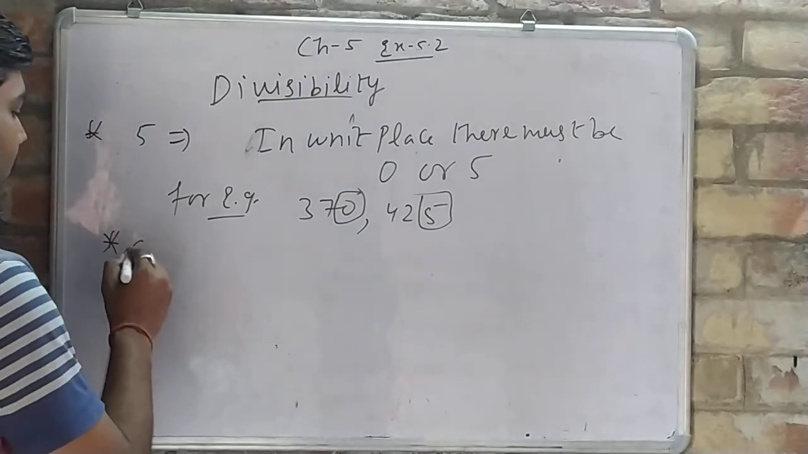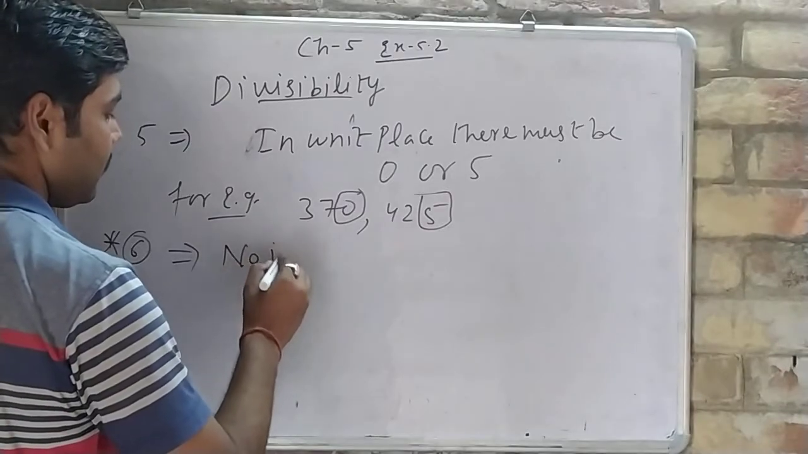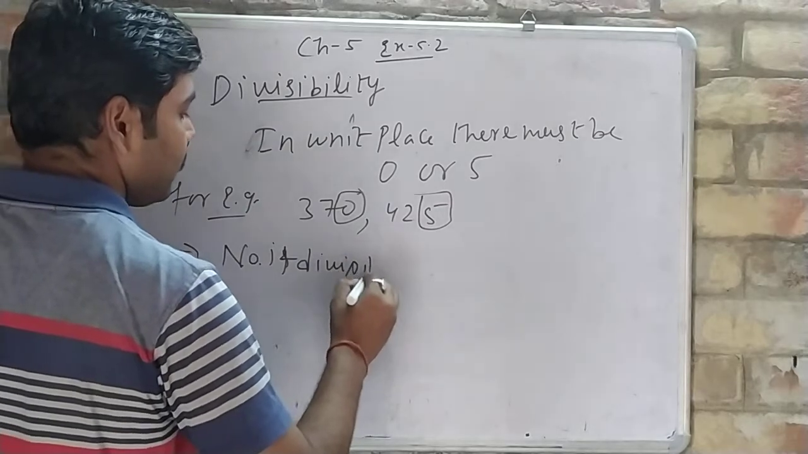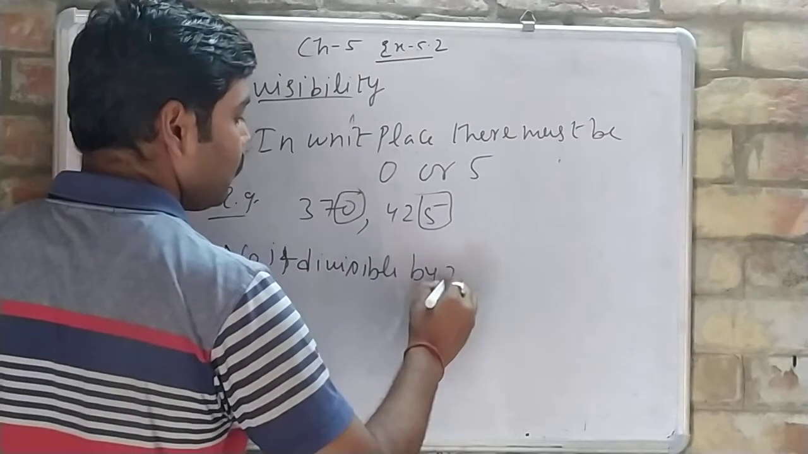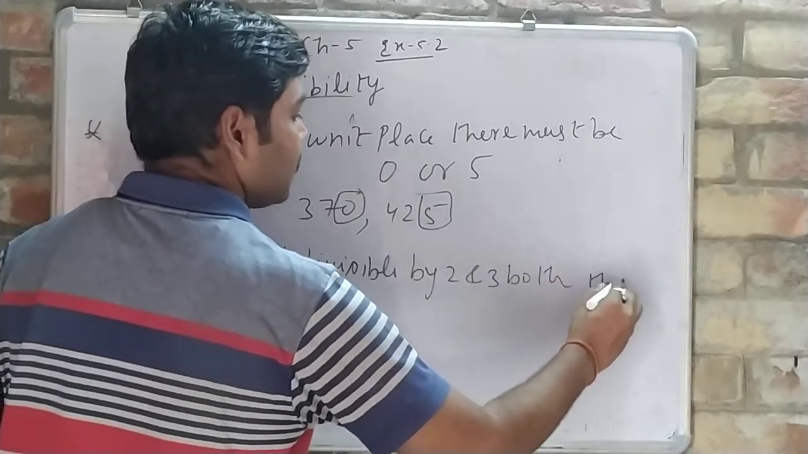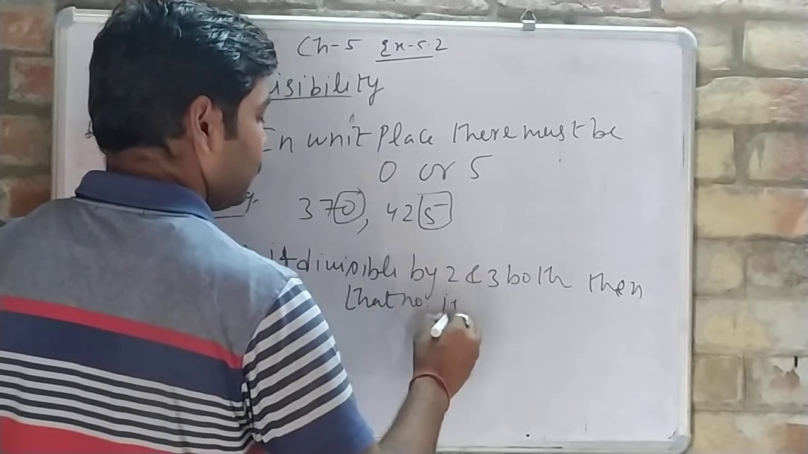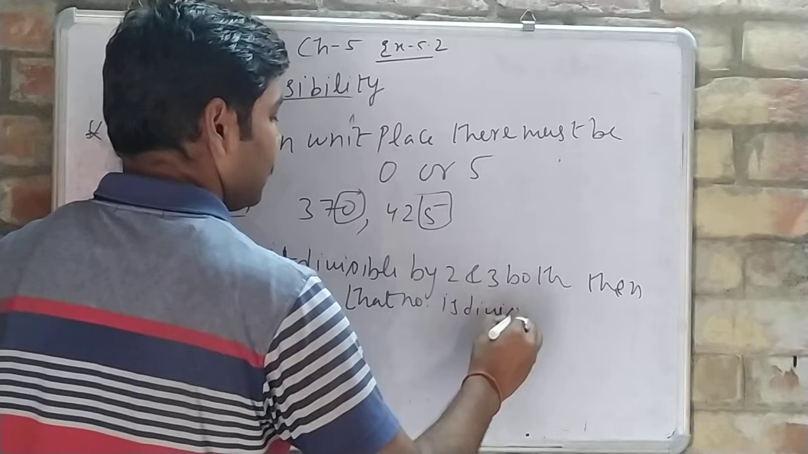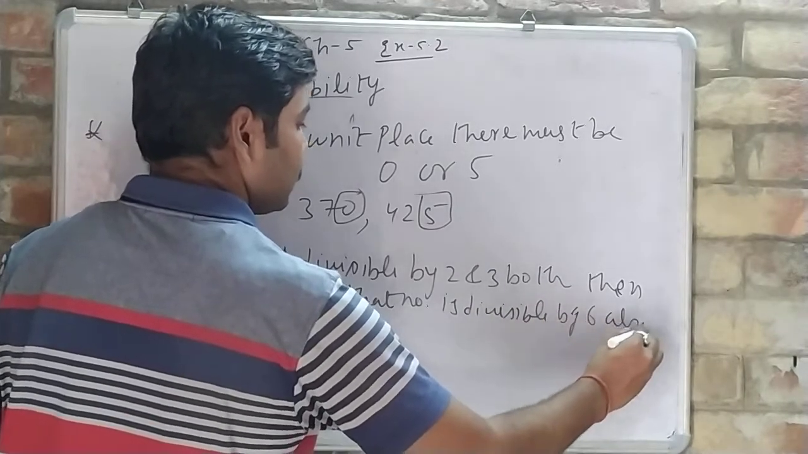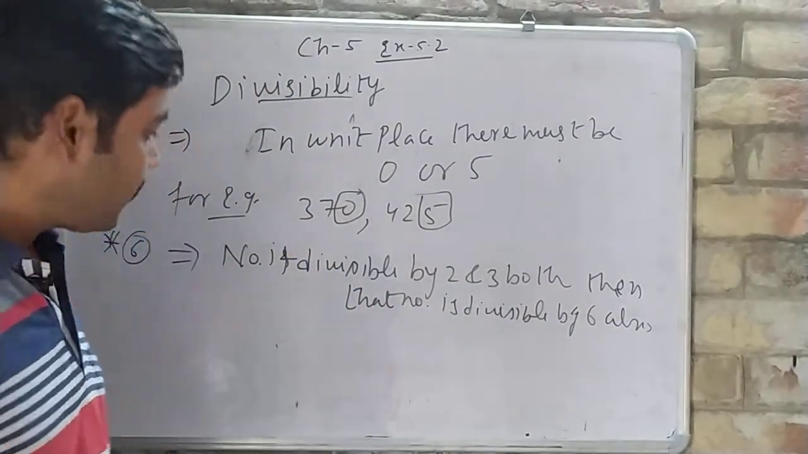Divisibility of 6. See, if a number is divisible by 2 and 3 both, then that number is divisible by 6 also. Okay, when a number is divisible by 2 and 3 both, then that number is divisible by 6 also.